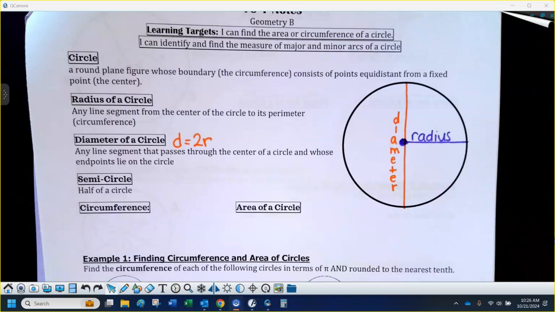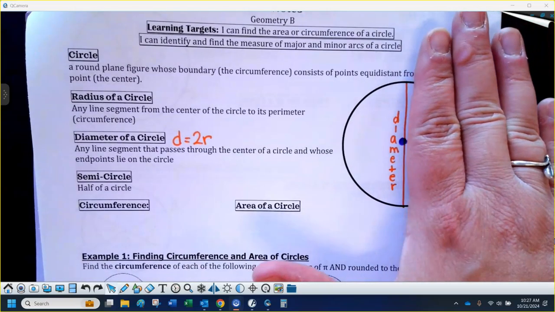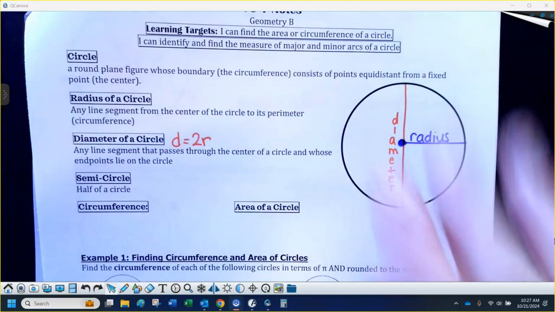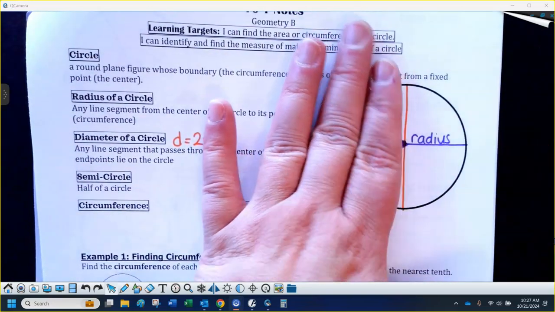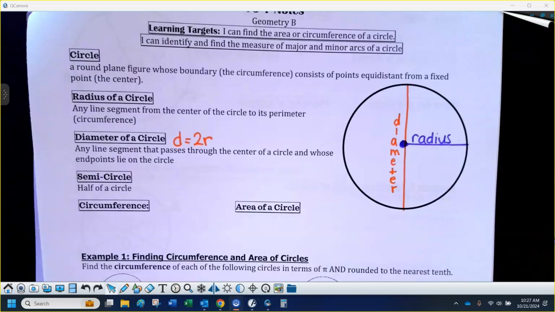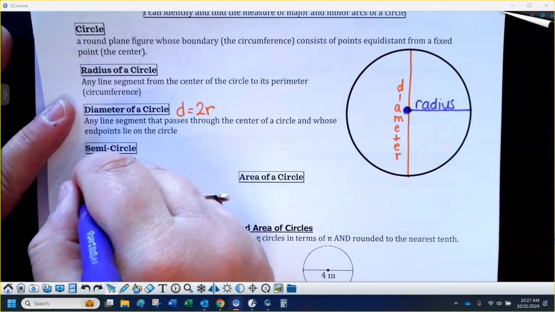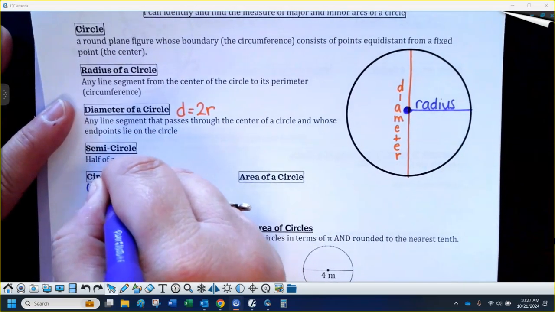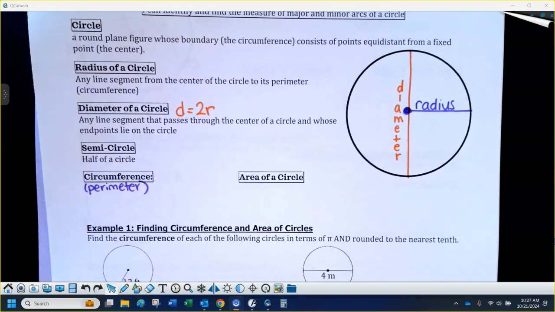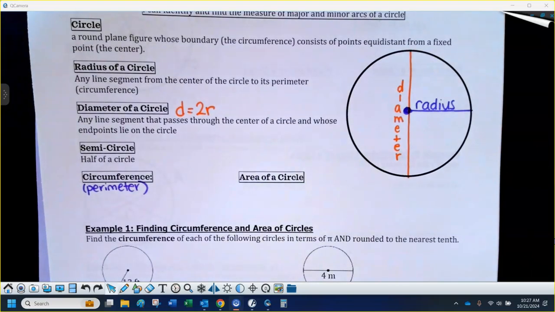And just another definition, semicircle, it's literally just half the circle. So if you go from your diameter, this would be half the circle, this would be the other half of the circle. So a semicircle is just half of the circle. Those are the two major things that we're going to use in finding what we call circumference and area this morning. So circumference is basically a fancy word for the perimeter of your circle.